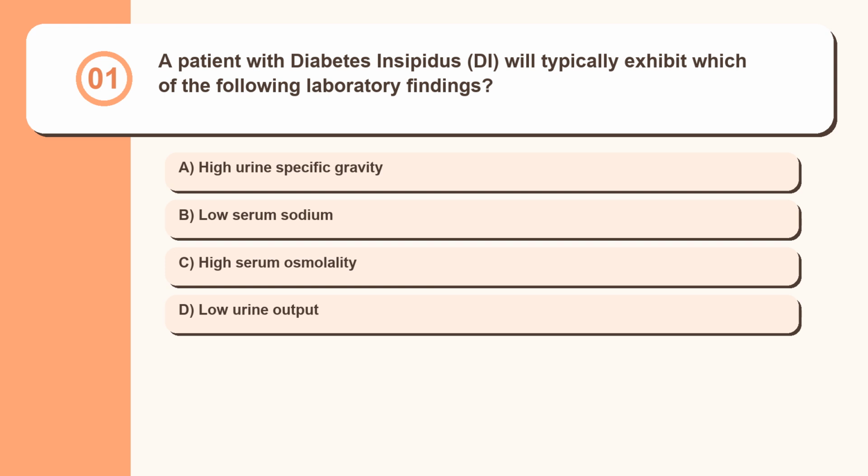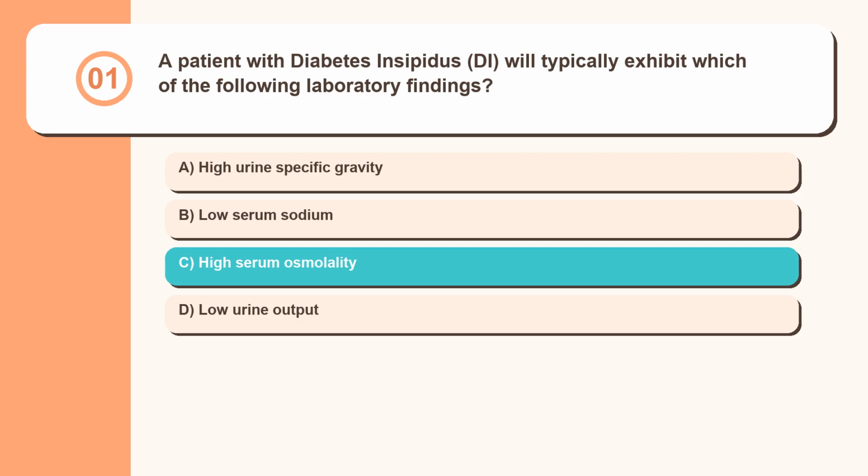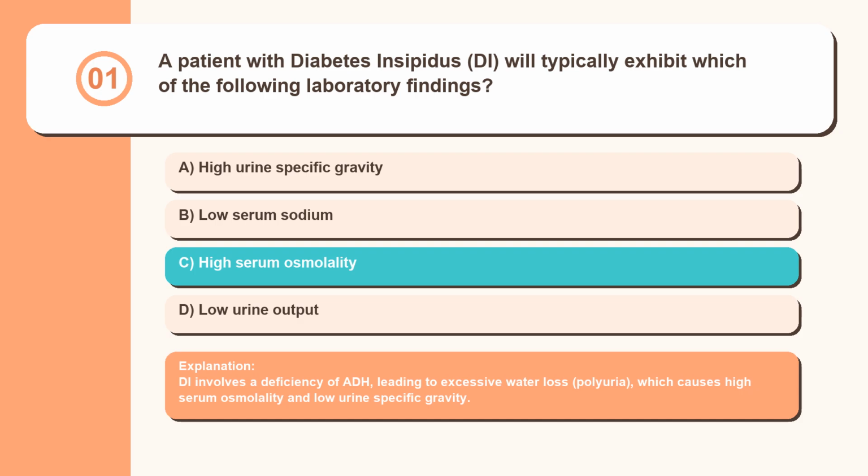A patient with diabetes insipidus, DI, will typically exhibit which of the following laboratory findings? High urine specific gravity, low serum sodium, high serum osmolality, low urine output. DI involves a deficiency of ADH, leading to excessive water loss, polyuria, which causes high serum osmolality and low urine specific gravity.